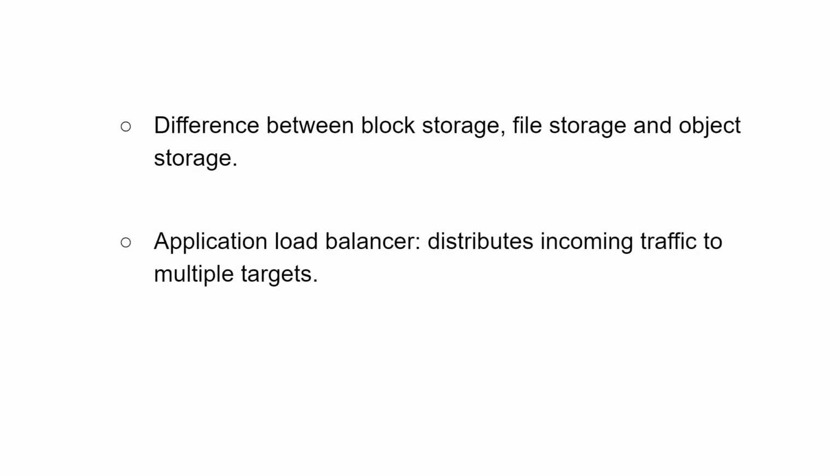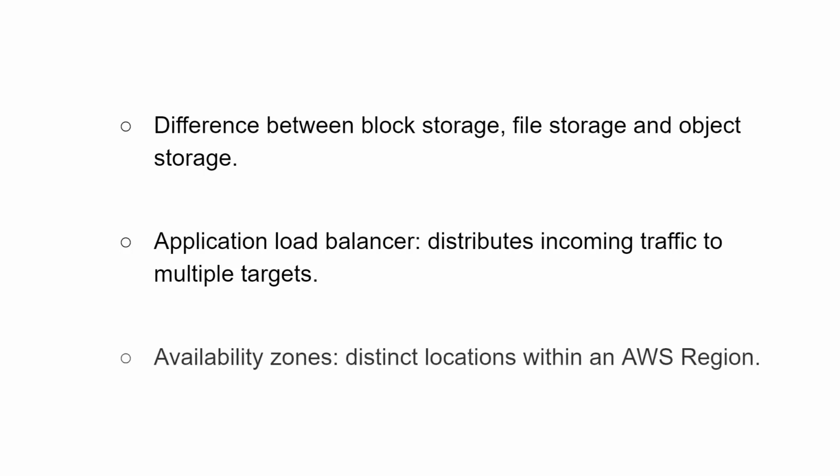For example, one of those targets could be another EC2 instance. Availability zones are distinct locations within an AWS region that are engineered to be isolated from failures in other availability zones. They provide inexpensive, low latency network connectivity to other availability zones in the same AWS region.